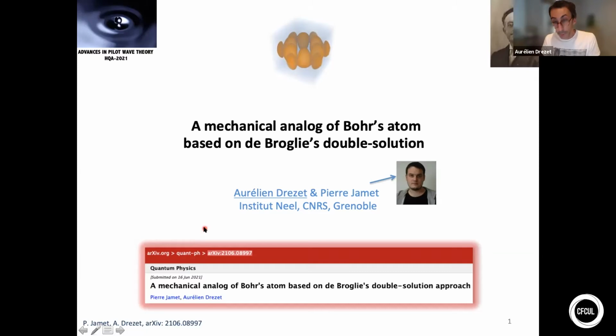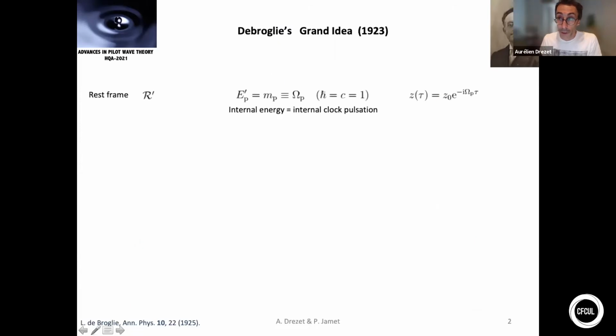In order to introduce the idea of this work, it's good to go directly to de Broglie's PhD thesis in 1923, when he developed what he called his grand idée, which was to associate to every particle, like an electron at that time, a particle of mass m in a rest frame, so the rest energy, to the frequency of an internal clock, a harmonic internal clock. It was inspired, of course, by Einstein's relation for the photon, and this has already been discussed in some talk a few days ago.